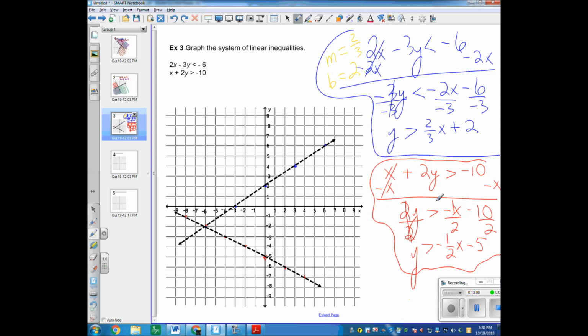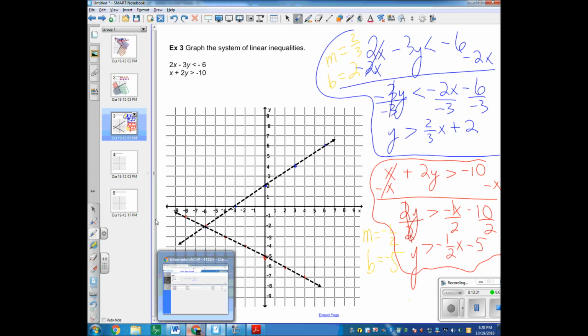The second inequality, subtract x from both sides, divide everything by 2. And now we start at -5. B is -5. Our slope is -1/2. Start at -5, go down 1, right 2, down 1, right 2, or you could go up 1, left 2, up 1, left 2. Before you connect, you have to check. It's going to be a dashed line.